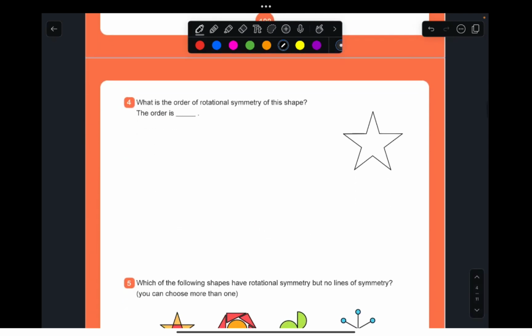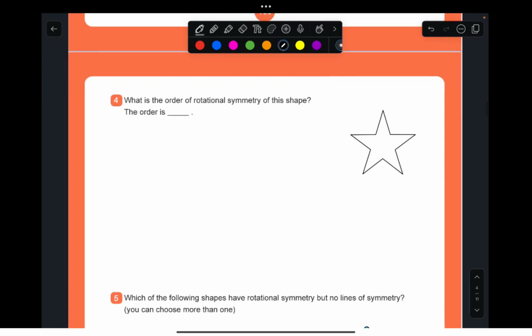Now we go on to question 4. What is the order of rotational symmetry of this star shape? The order is 5 because the order is asking how many times it repeats itself in a whole turn, right? So imagine you hold these corners, you rotate it here, it will repeat itself. And then here, twice. And then the third time, the fourth time. And then if you go back to where it starts, it will be the fifth time. So that's why there are 5 rotational orders.